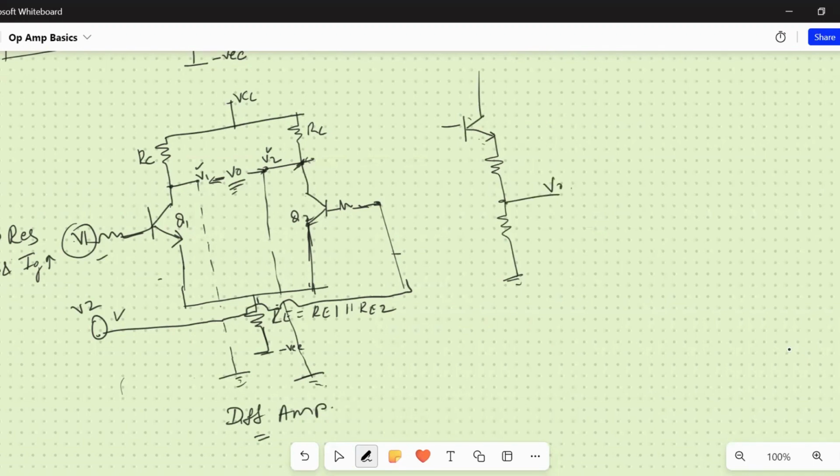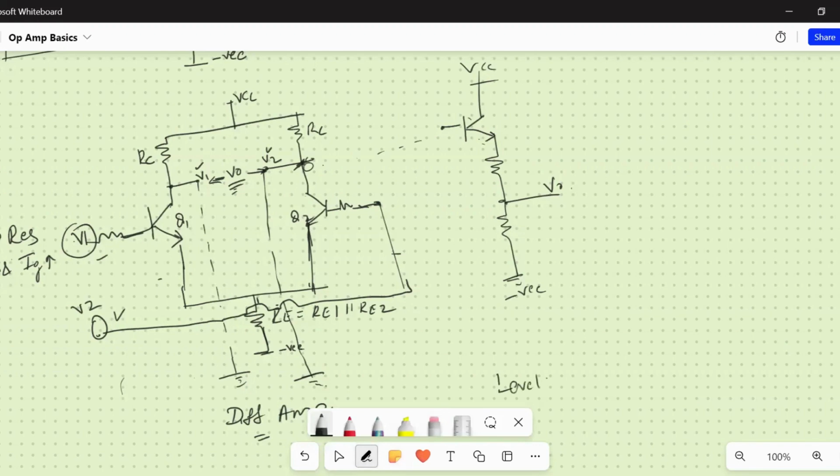This is the output. Okay. So this output stage you can connect it to this particular level shifter, where this is connected to VCC and this is minus VEE. So now what happens here is that we have the differential amplifier and we have the level shifter.